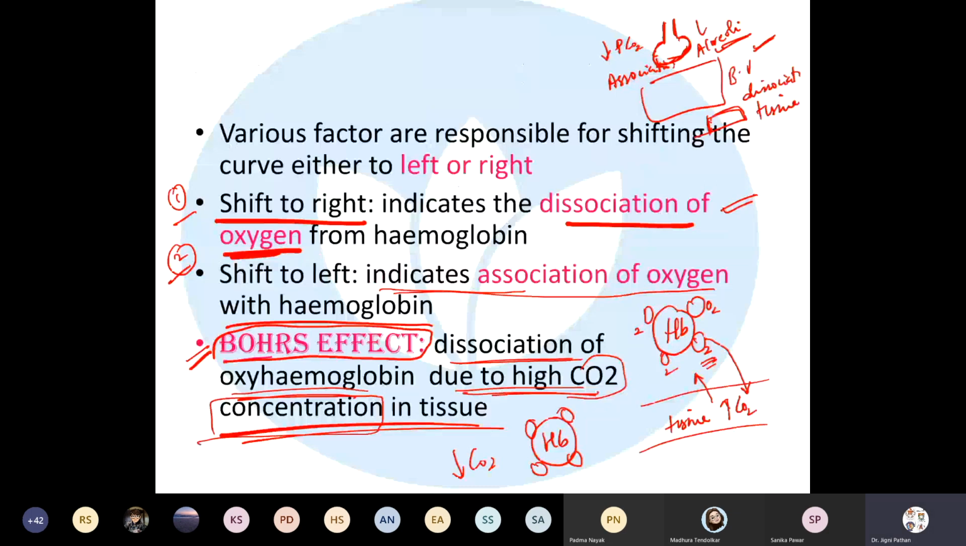Association happens in alveoli. Dissociation happens in tissue. Association happens when partial pressure of carbon dioxide is less. Dissociation happens when partial pressure of carbon dioxide is more. Shift to right is dissociation. Shift to left is association. Shift to right is similar to Bohr's effect that happens due to high concentration of carbon dioxide. That's it for today's class. All clear to everyone?